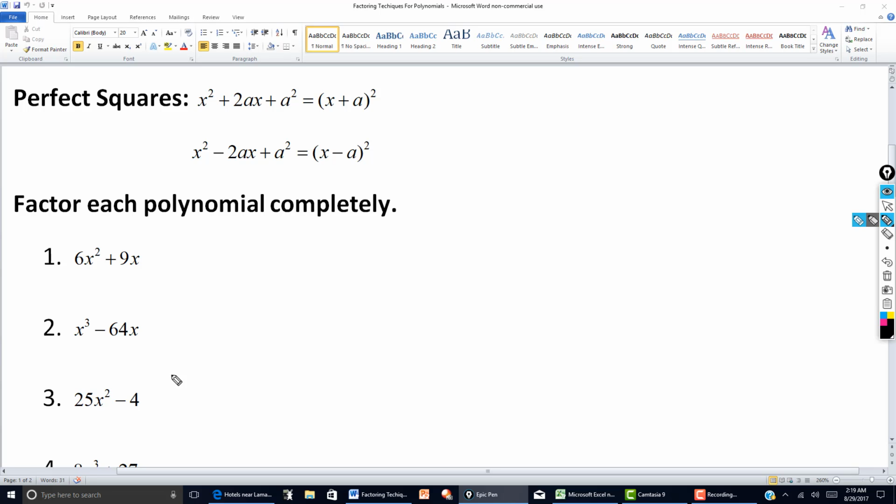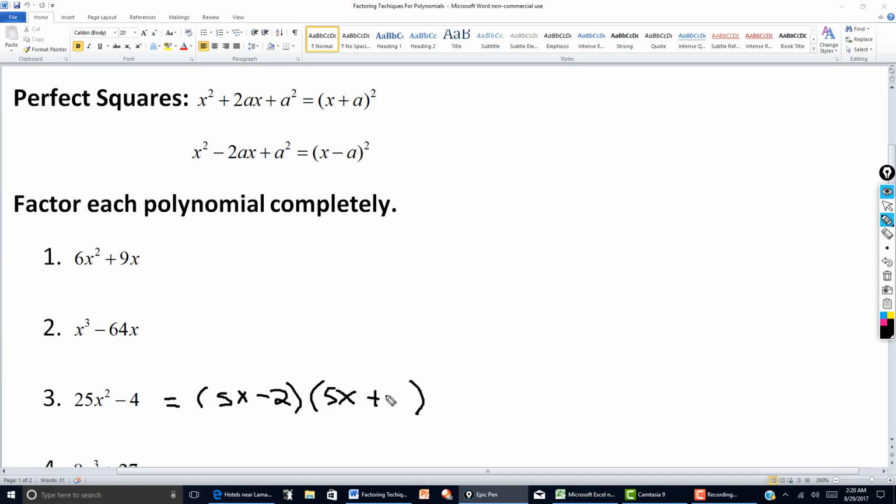25x squared minus 4. There's no factor common to both terms. We do have a difference of squares. 25x squared is a perfect square, and of course 4 is 2 times 2. That's a perfect square. So this factors again into the difference and the sum of the square roots. Okay, so that would be 5x minus 2 and 5x plus 2.